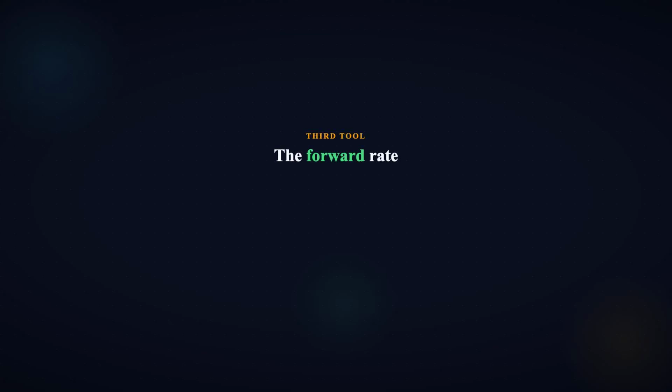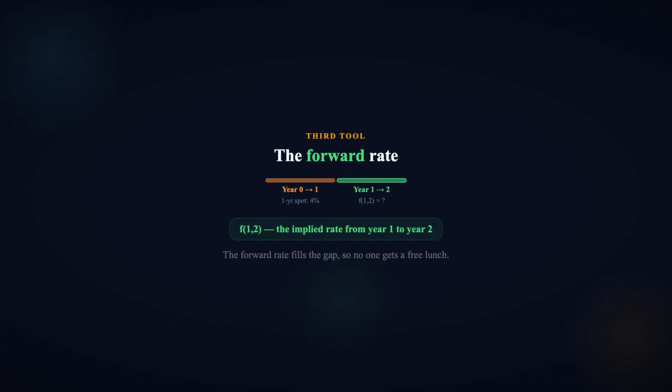Now the question that creates a brand new kind of rate. Suppose you do not want to invest today. You want to invest 1 year from now for 1 additional year. What rate should you expect for that delayed deposit? You cannot just use the 2-year spot. That rate assumes your money starts today. Your money does not start today. It starts in 1 year.